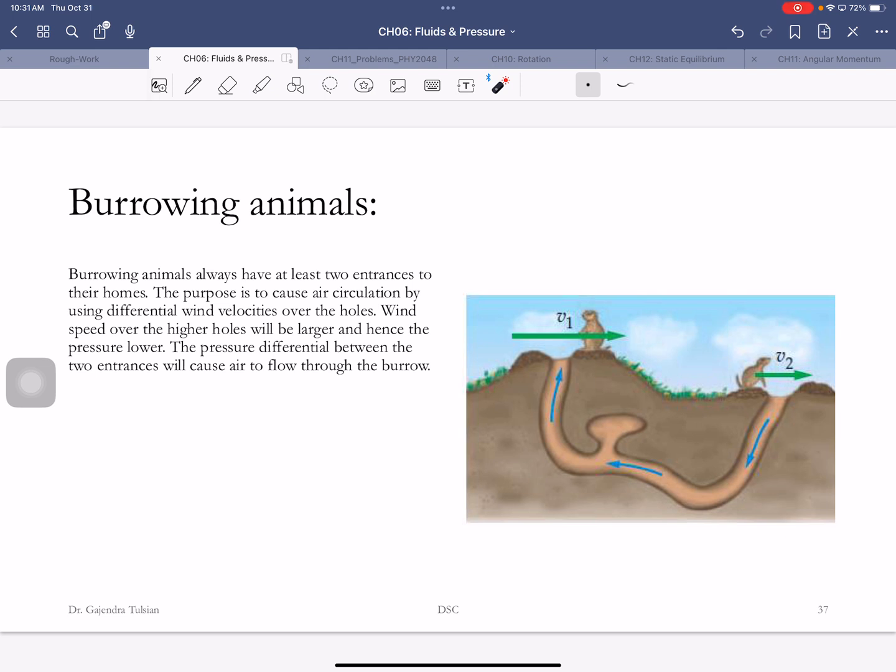Here the air is flowing at a lower speed, so the pressure here is higher and pressure here is lower, because the fluid is flowing faster. And so this high pressure will push air through here. So just because of different elevation, now you have free air conditioning. So you have a continuous flow of air like that. And you wouldn't have that if both the entrances were at the same level.